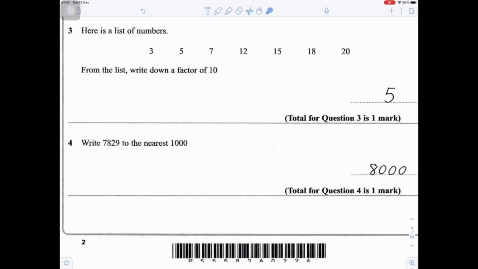Number 4, write 7829 to the nearest 1,000. To the nearest 1,000, if you put 7829, you put a line after the 7. With the line there, the 8 is bigger than 5, so you add one there, it becomes 8,000.